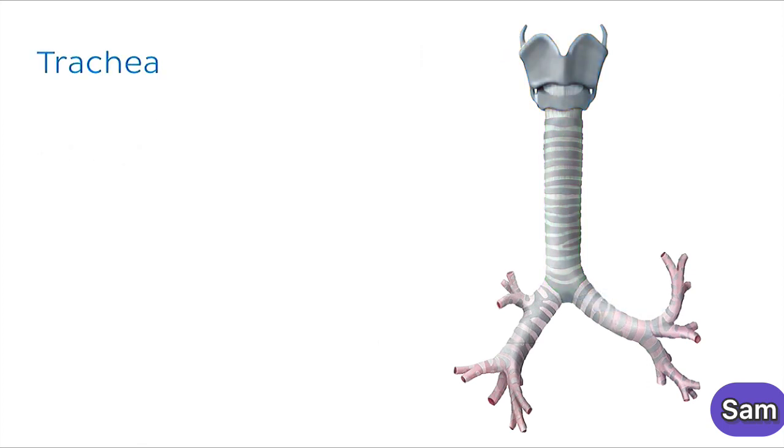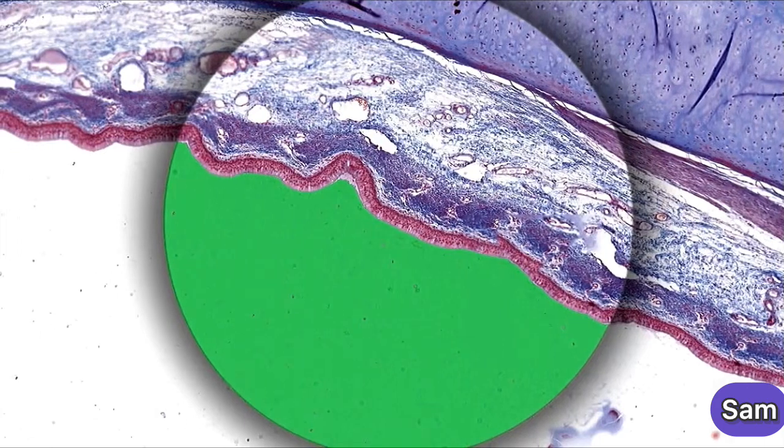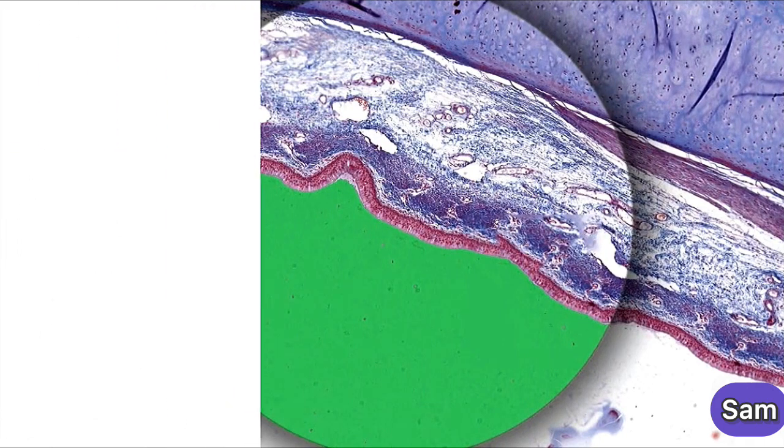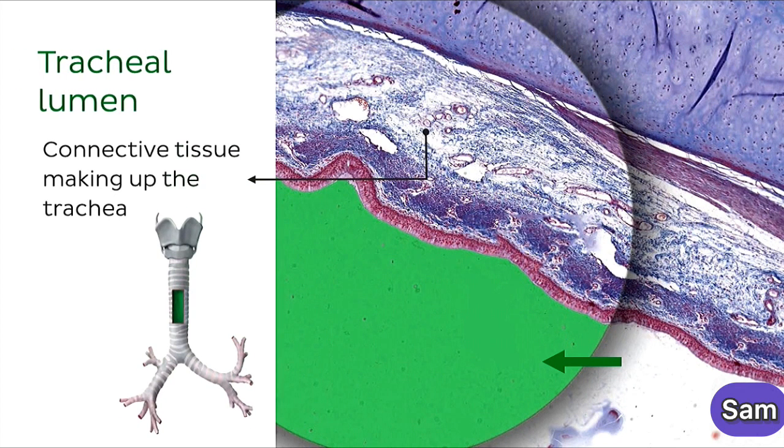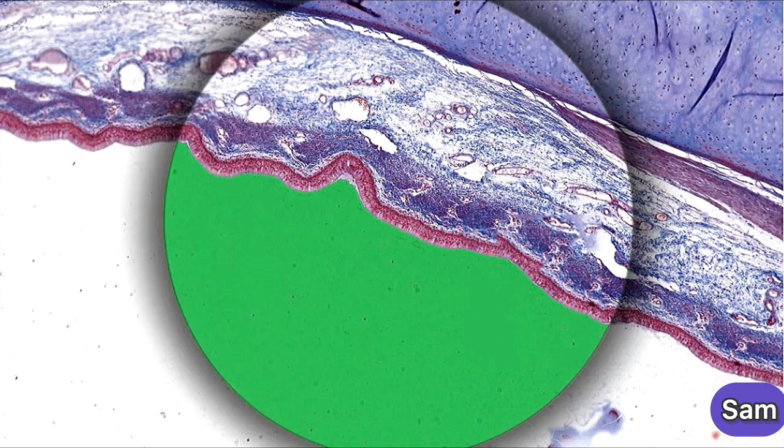The middle of your trachea is of course hollow, so that air can pass through it. This hollow area is called a lumen. So we're now looking at a section of the trachea under a microscope. This green part is actually an empty space representing the tracheal lumen where air passes in and out of the lungs.